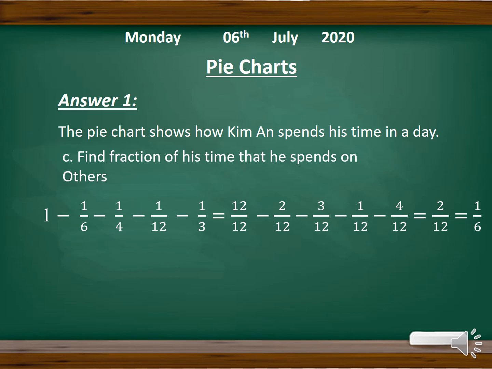And look at the answer, 2 out of 12 here. Both numerator and denominator can be divided by 2 exactly, which is equal to 1 out of 6. 1 out of 6 here we can say is the simplest form. So he spends 1 out of 6 of his time on others.